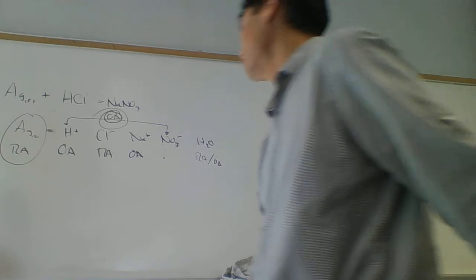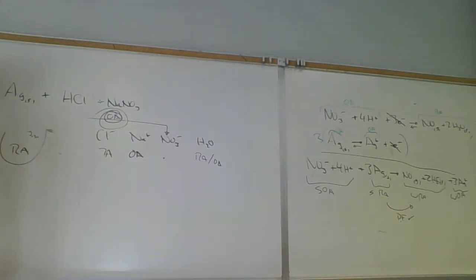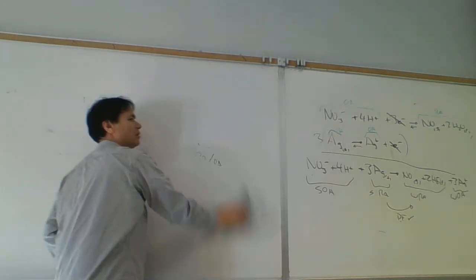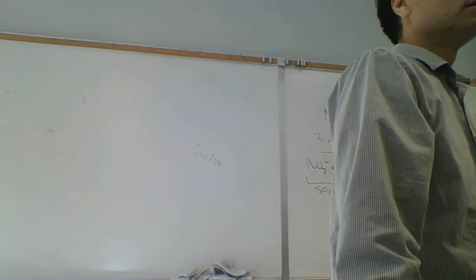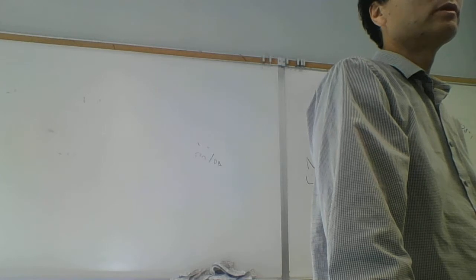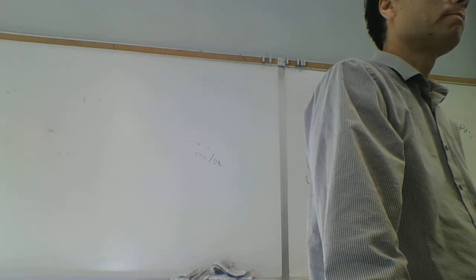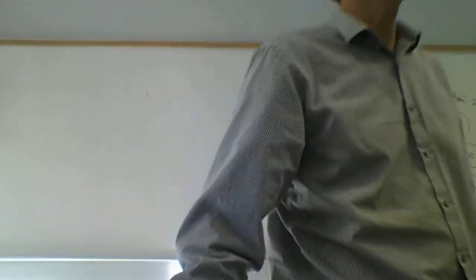One, we could do it via single replacement, or two, we could do it via the chart method. Which one's easier? Single replacement or the chart method? Single replacement, as long as you know what the exceptions are. What are the exceptions? We covered the exceptions months ago, but does somebody remember what the exceptions are for single replacement?